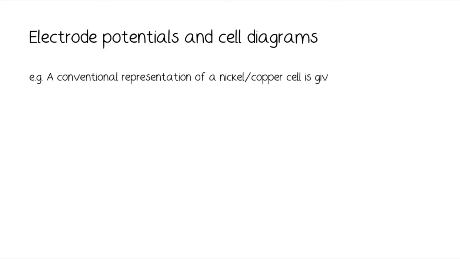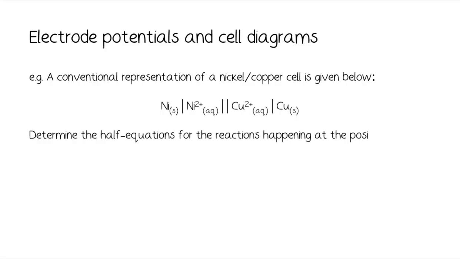So let's take another example. A conventional representation of a nickel-copper cell is given below. So here's the representation. Determine the half equations for the reactions happening at the positive and negative electrodes of the cell. So I'll let you guys try this. Just press pause and then press play when you're ready.